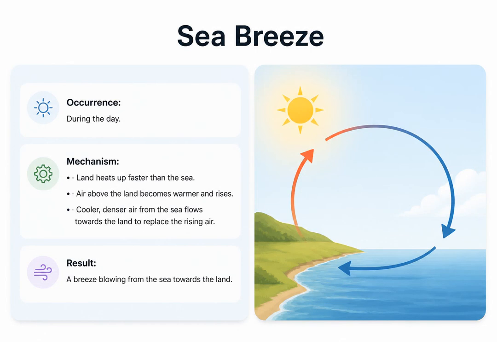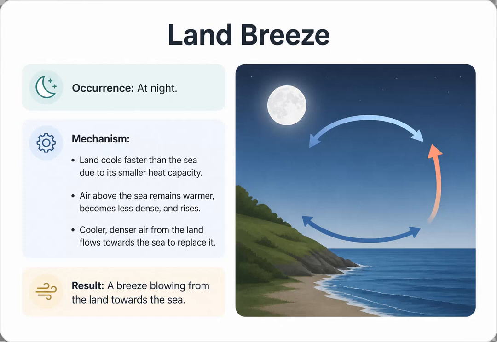A perfect natural example of convection is a sea breeze, which occurs during the day. Land has a lower specific heat capacity than water, meaning it heats up much faster under the sun. As the land gets hot, it warms the air immediately above it. This warm air expands, becomes less dense, and rises into the atmosphere. To fill the low-pressure void left by the rising air, cooler, denser air from over the sea flows inland. This horizontal movement of air is what we feel as a refreshing sea breeze blowing from the water towards the shore.